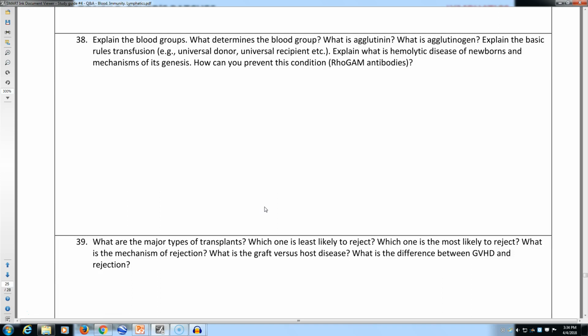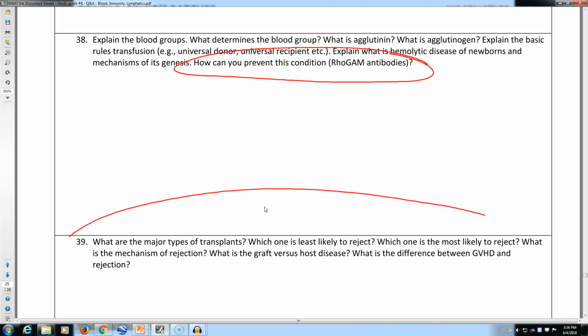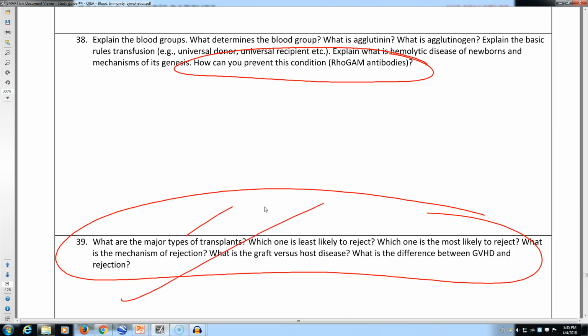Again, blood groups, now know this. How you can prevent the hemolytic disease of newborns. How ROGAM antibodies work: they basically mask baby red blood cells from mother's immune system. Transplant. We got this. It's perfect. We covered it. Talked about it multiple times.